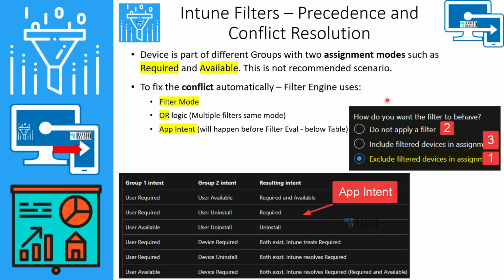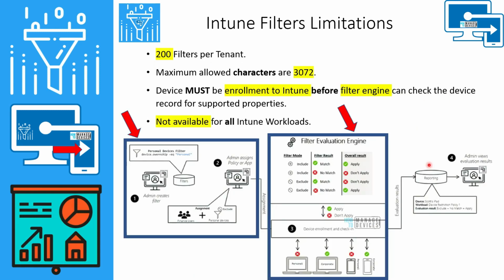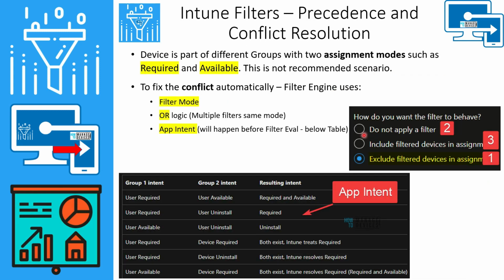Let's move on. These are some of the troubleshooting scenarios which I want to quickly cover. This is very important. When you assign a filter, this is the assignment part we are talking about. After the creation of the filter, there's the assignment part over here, right? When you assign a filter, there would be three options. Don't apply a filter, include filtered devices in the assignment, exclude filtered devices in the assignment. So exclusion will get the first priority in this particular scenario.